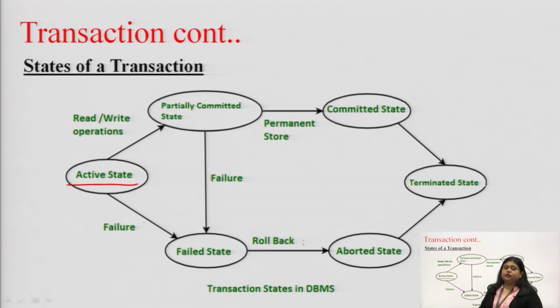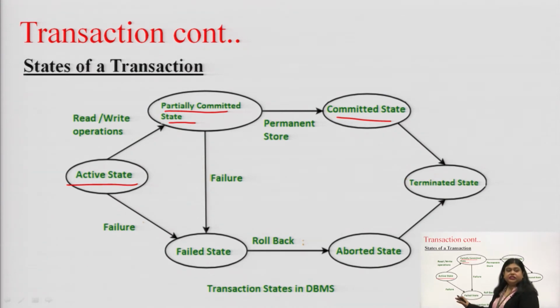When it starts execution and has executed the last statement, but has not made the final changes into the database, at that state we call it a partially committed state. When the last statement has been executed and the changes have been made into the database, we say that the transaction is in a committed state, right.